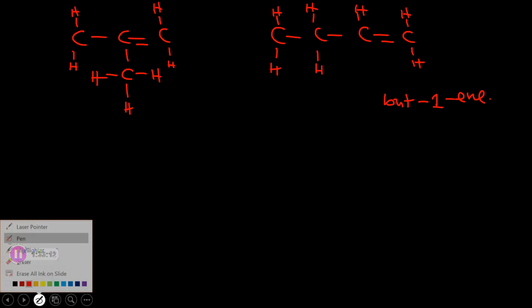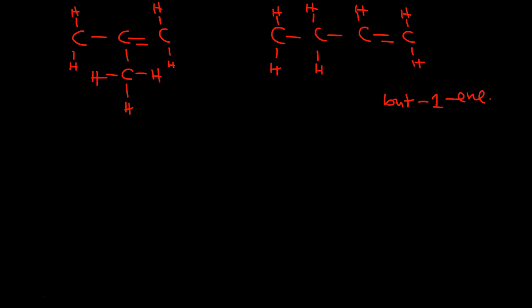So now we have such a situation. What do we do? Either way, we count. The long chain is this one: 1, 2, 3. Backward, 1, 2, 3. Then the branch is right here. So what is the name of the branch?